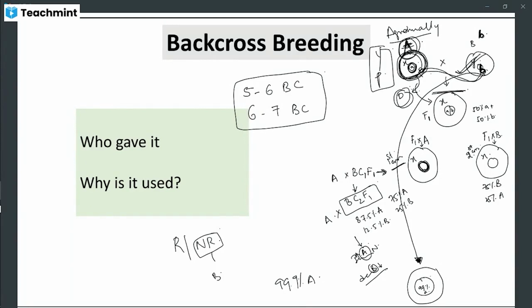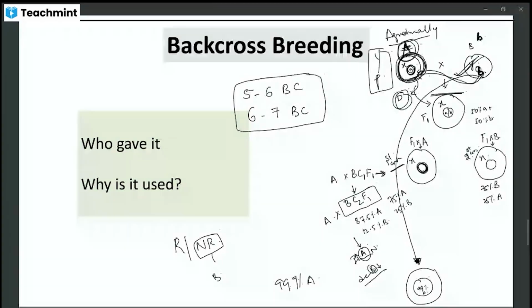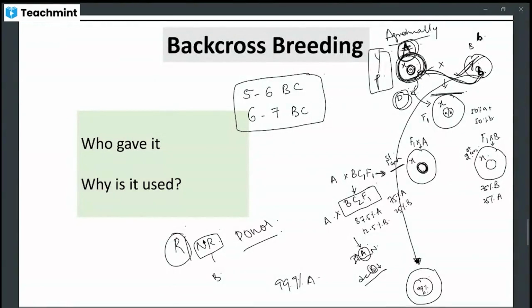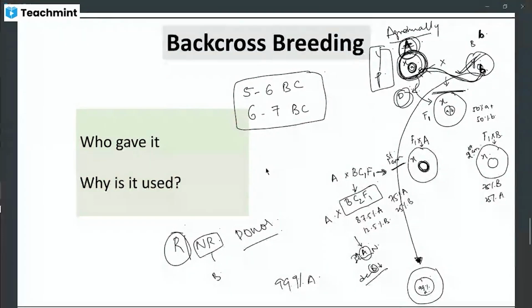Other name for your non-recurrent parent, that is your B? Anyone? Yeah, someone wrote it as donor. So we can call it donor, right? Because this is the one which is donating the gene. So what do you also call the recurrent parent then? If this is donor, what will your recurrent parent become? Recipient, right? So it is your recipient and it is your donor.